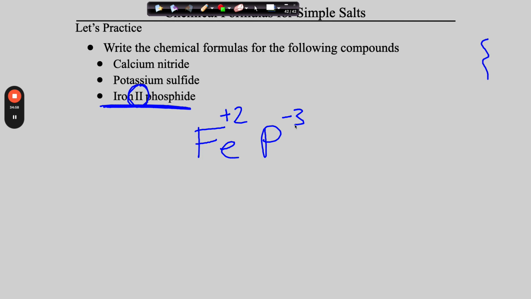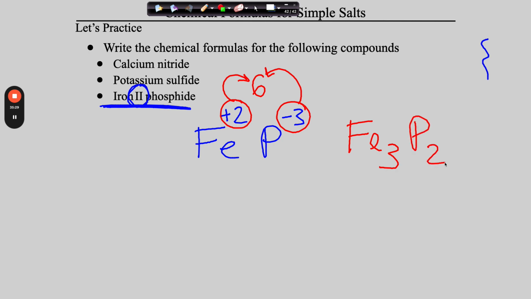Now, guys, let's see if we can take a little bit of a shortcut. Instead of writing out the multiples for 2 and minus 3, can you in your mind picture that these are going to meet up at 6? The first place that 2 and 3 meet up is 6. So you do this. How many 2's does it take to make 6? And the answer is 3. Then, how many 3's does it take to make 6? And the answer is 2. And this is the formula for iron 2 phosphide.